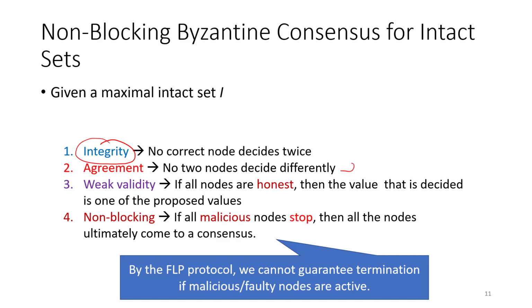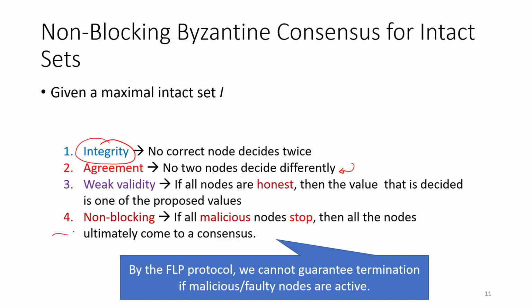Agreement again follows from the definition of consensus. It basically means that no two nodes decide differently. Of course, weak validity, which basically means that if all the nodes are honest, then the value that is decided is one of the proposed values. So the idea is that if we are looking at honest nodes, then one of the values has to be one of the proposed values. This again follows from consensus.